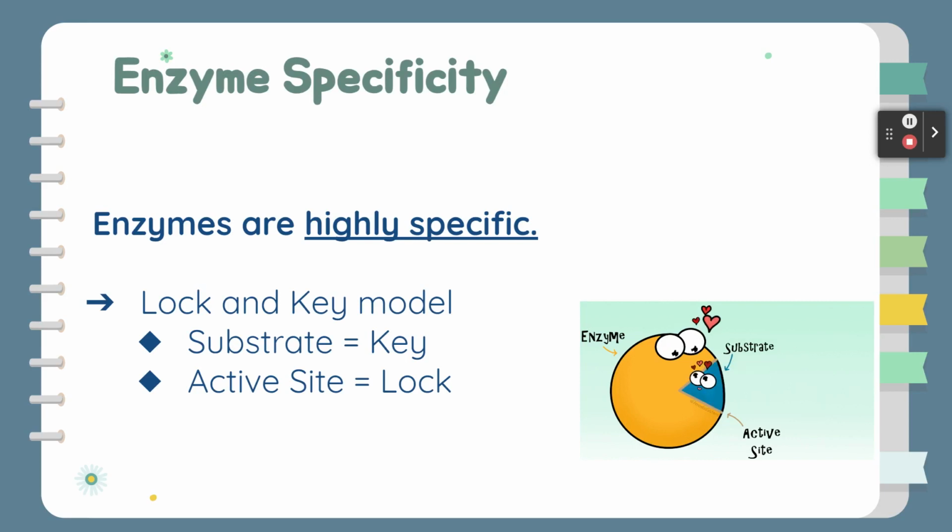Imagine the active site of an enzyme as a lock and the substrate as the corresponding key. Just as a specific key fits perfectly into a lock, only the correct substrate can fit precisely into the active site of an enzyme. This ensures that the enzyme only catalyzes the intended chemical reaction by binding with the appropriate substrate. This high degree of specificity is essential for the efficiency and accuracy of reactions in living things.